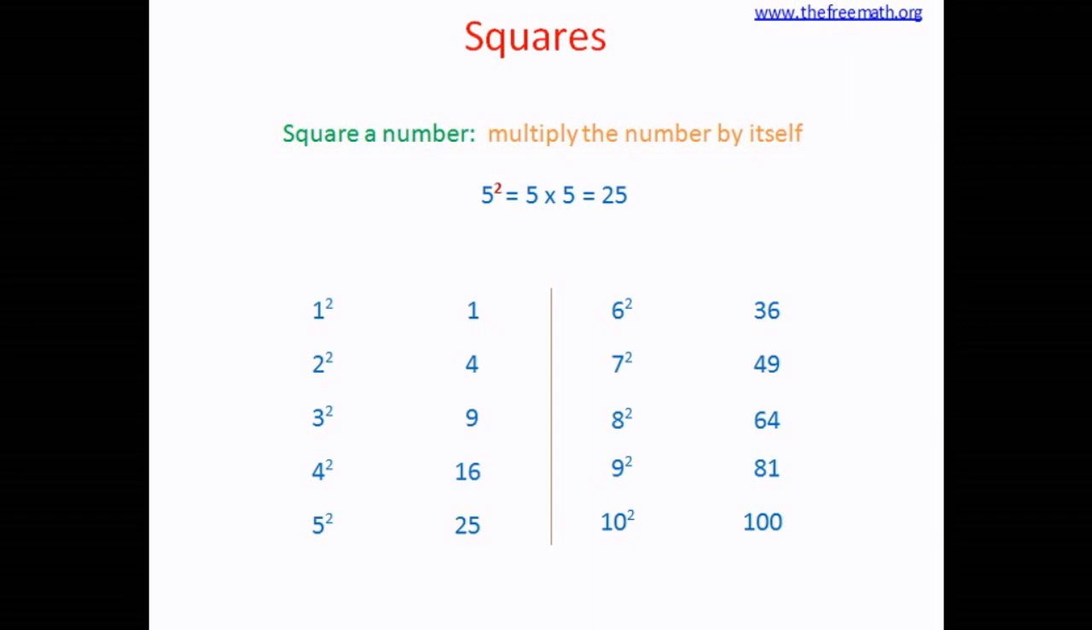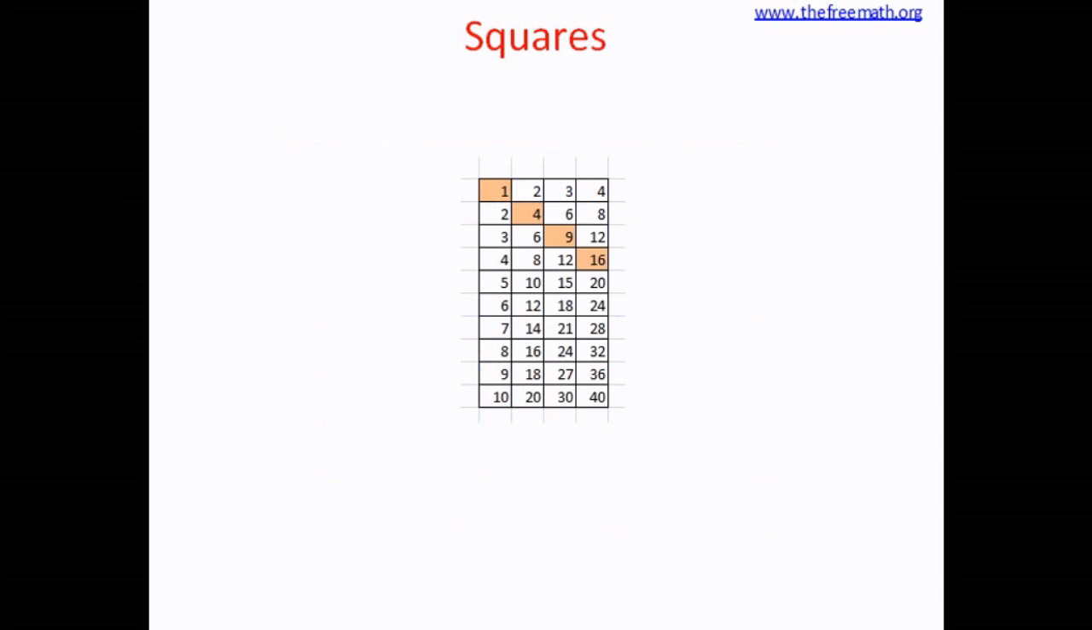Have you seen the square numbers in your times tables? Yes, if you look at your times tables, you can see all the square numbers in this slanting line, or as they call it, a diagonal. So you can see that 1, 4, 9, 16, and if you continue like this, you will see 25, 36. All these are square numbers.